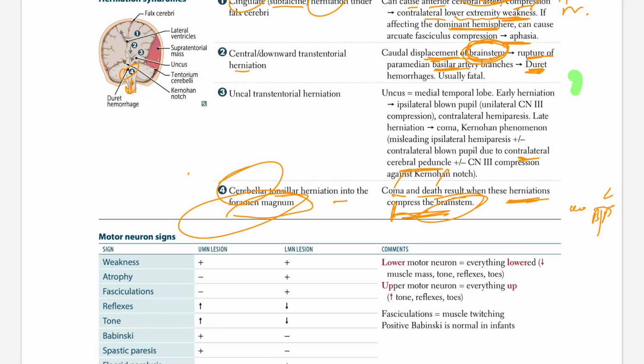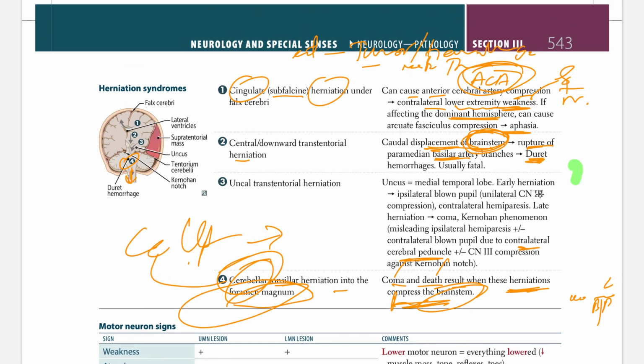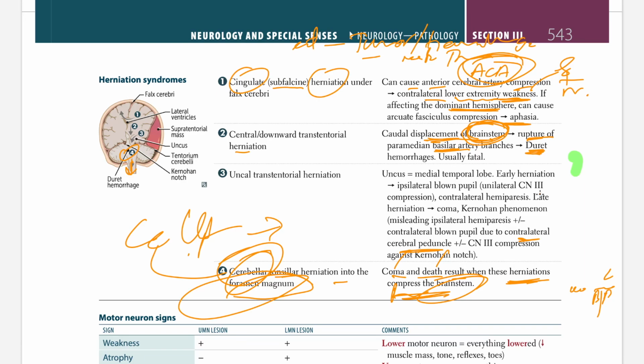And if you have upward herniation, let's say upward herniation of the cerebellum, which is not mentioned here, that's just going to cause cerebellar signs, which are going to be ataxia and nystagmus. Okay, and that's going to be all for herniation syndromes. Let's actually review this quickly before we move on.